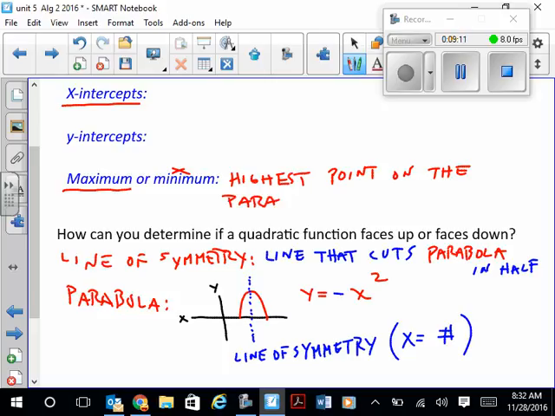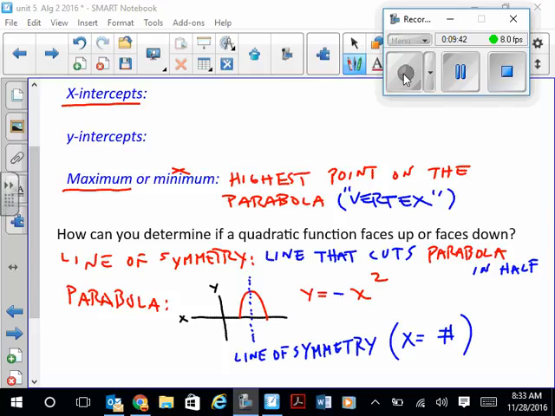I feel like this is getting a little too technical right now. I was trying to decide whether to do all the vocabulary, but you have to remind them what they're going to be asked about. The X-intercepts: how many are you going to have? You're going to have 2 of those X-intercepts. X-intercept number 1 and X-intercept number 2.